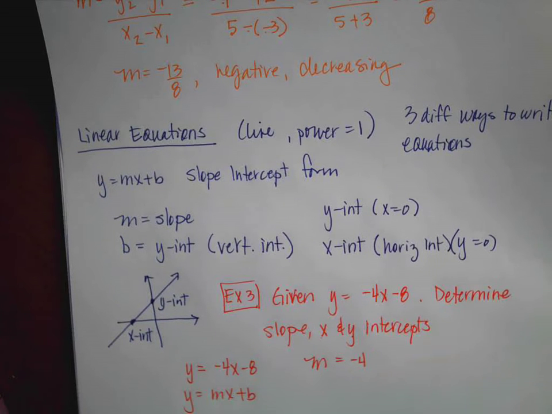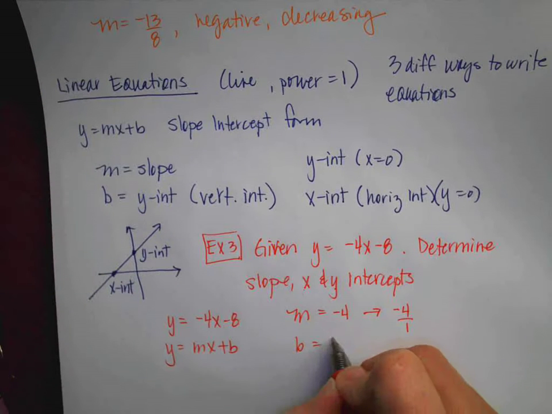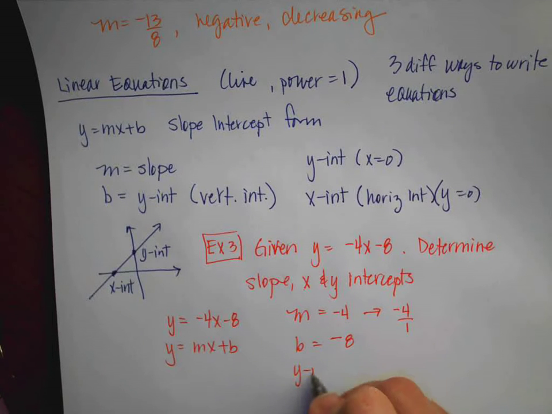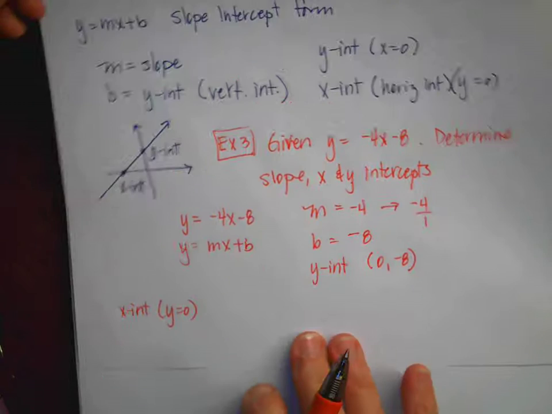My slope is a negative 4. Technically, it's a negative 4 over 1 if you were graphing by hand. My b is equal to a negative 8, which means that my y-intercept is going to be 0, negative 8. Now I need to find the x-intercept, and so I'm going to do it algebraically, by letting y equal 0.